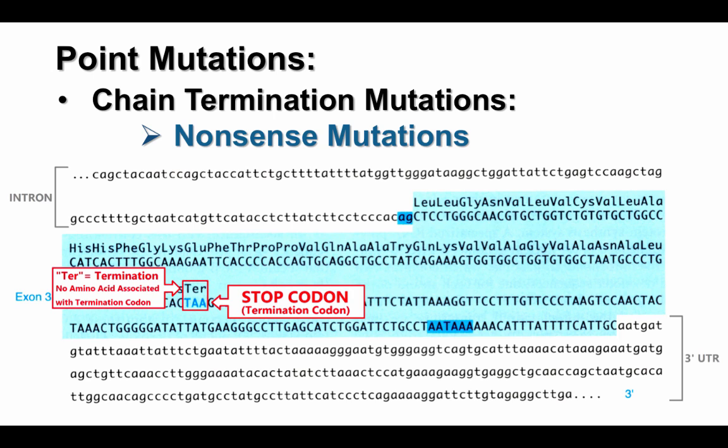Now, again, I have highlighted for you here that the TER represents the fact that this codon, the stop codon, does not code for an amino acid. It codes for the termination of translation. All right. Now, let's focus here on this triplet of nucleotides. This triplet of nucleotides corresponds with a codon on the messenger RNA transcript that will code for tyrosine.